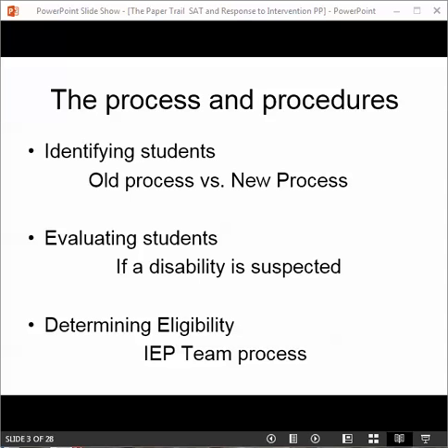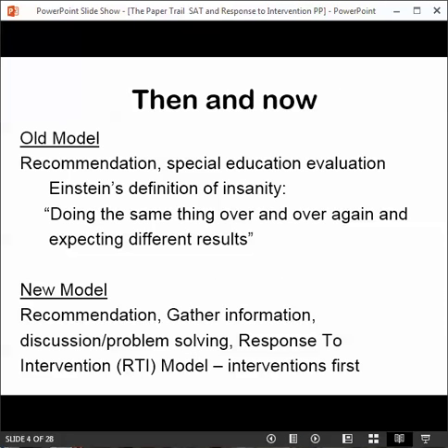And how is this accomplished? It helps us to break the process down. So we're looking at identifying students, the old process versus the new process, evaluating students if a disability is suspected, and determining the eligibility, and that's working through the IEP team process with the MET team, which we're going to talk about. So let's begin at the beginning. So what has to happen first? Students have to be identified.